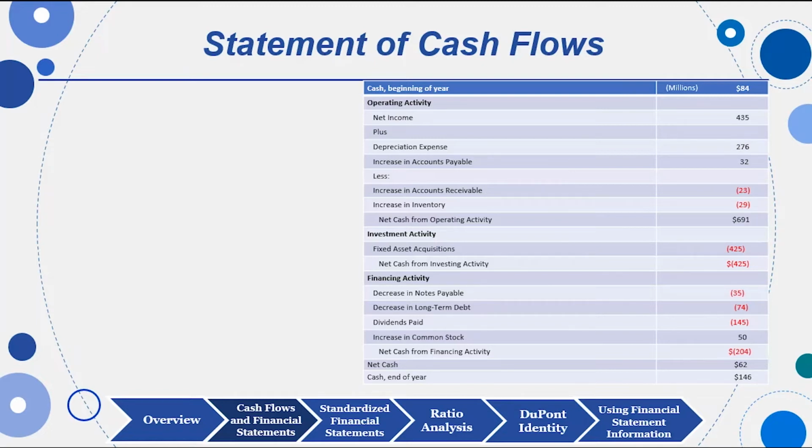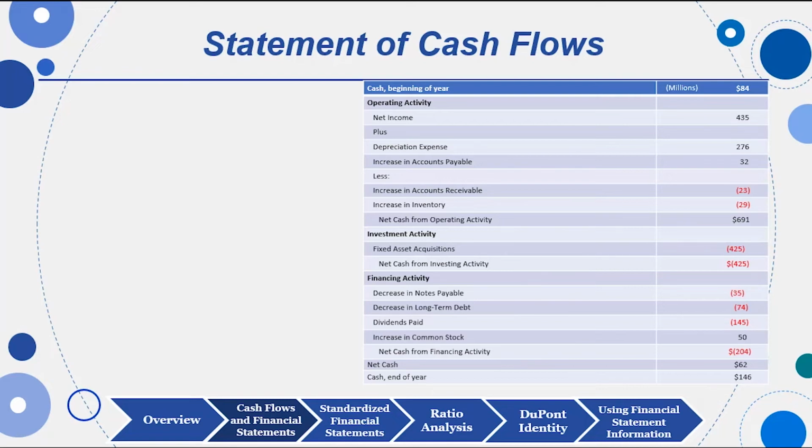So if my accounts payable go up, that's a source of cash. If my accounts receivable go up or my inventory goes up, that's a use of cash. And these are color-coded so you can tell which are uses and which are sources. If I buy some fixed assets, fixed asset acquisition is part of investing activity. If I buy some property, plant, and equipment, that is a use of cash, and you can see that denoted in red. Finally, financing activities, things like dividends paid, that's obviously a use of cash.